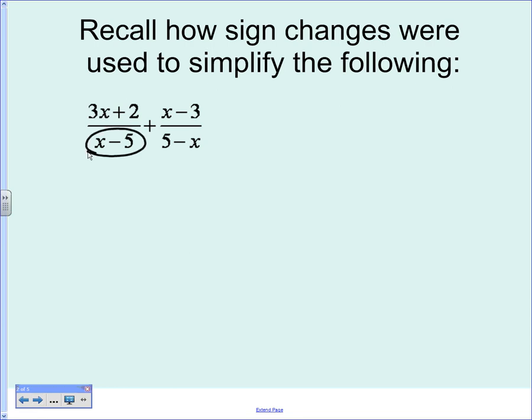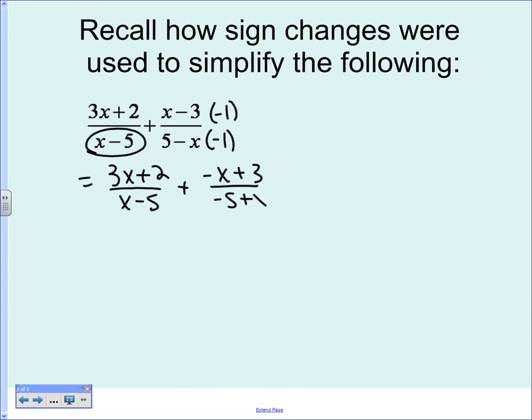That denominator is an x minus 5, but that denominator is kind of like it, right? How could I make this one match? Multiply it by a negative. But if I multiply the bottom by a negative, I have to multiply the top by a negative. Does that make sense? So you have 3x plus 2 over x minus 5 plus negative x plus 3 over negative 5 plus x.